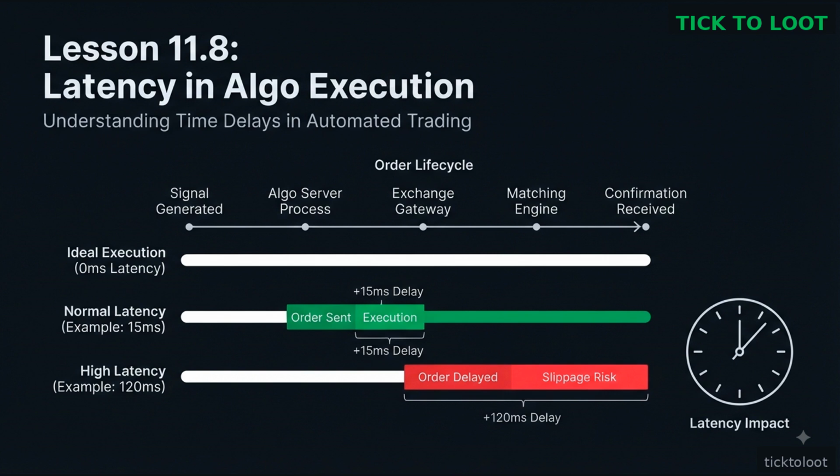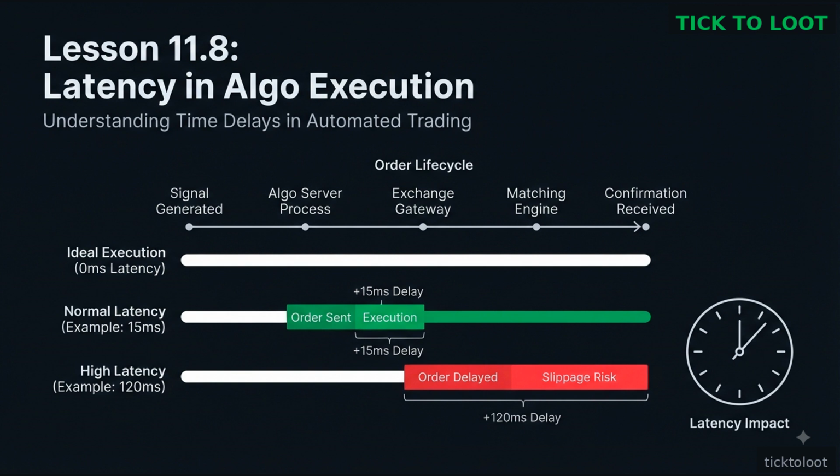Today we are on Lesson 11.8 of Unit 11, Algorithmic Trading Fundamentals. In this lesson, we're going to cover what latency in algo execution means, why it matters for traders, and how to apply it in a practical way. We'll also discuss common mistakes and how latency connects to risk management. By the end of this video, you'll understand the importance of latency in algo execution and how to use it to improve your trading. Let's get into it.